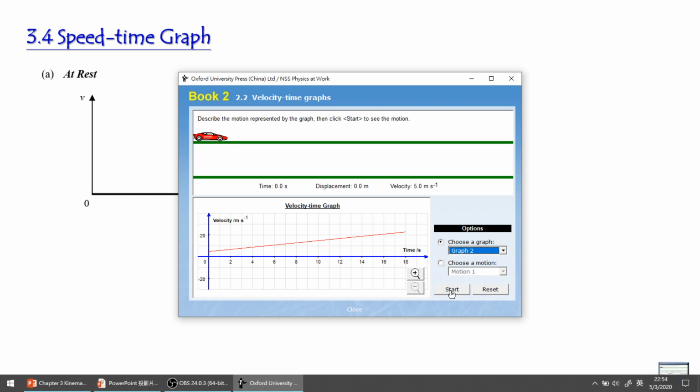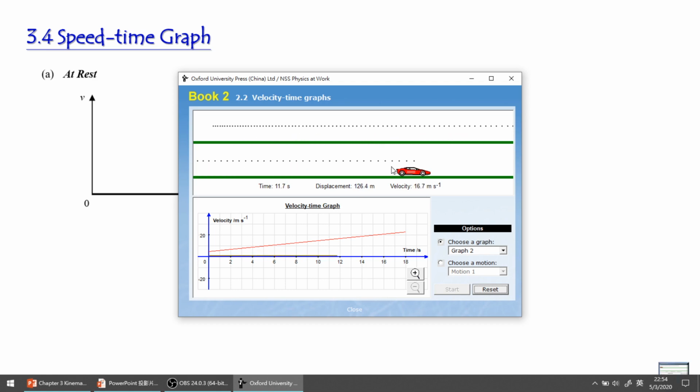So we can click start to have a look at the motion of the car. It travels slowly at the beginning and then moves faster and faster. You can say that it moves with a uniform acceleration. That means the car is speeding up.